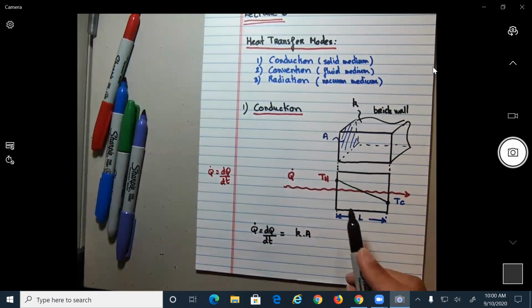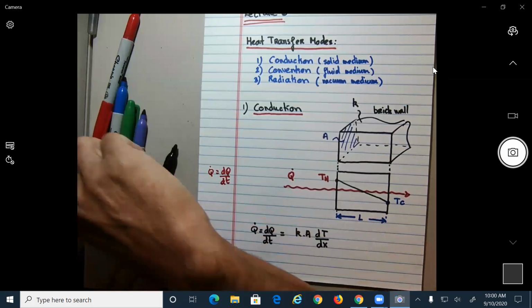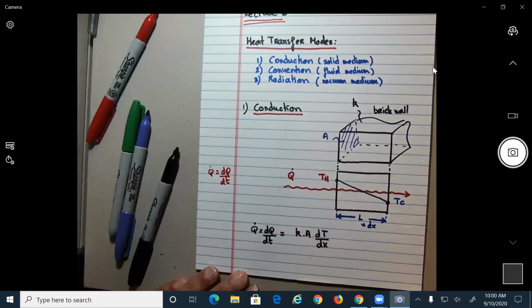And now we need to take into consideration what is the change of the temperature throughout the thickness of the wall, okay? And that will be, so let's say dT. This is really L. So let's call this one here dx. Maybe this will be easier. It will be easier to understand.